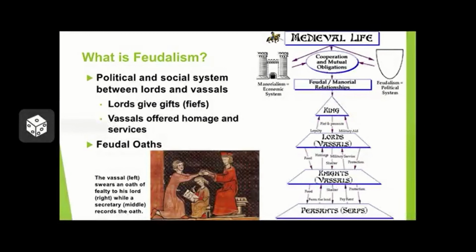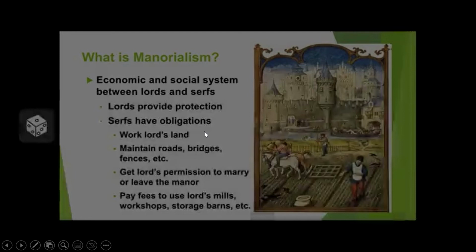The final part of the social system, we say, is down here, and it involves the peasants or the serfs. Now, this is actually a part of the manorial system, but you can see it's going to be set up very similar to the feudal system in that the peasants are going to receive things like protection and food and possibly shelter. And in exchange, they're going to give services like farming, and that's what we're going to look at next here.